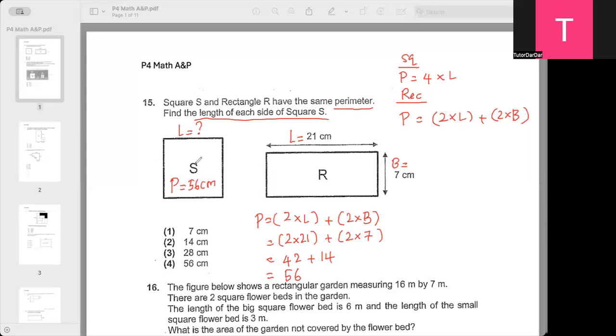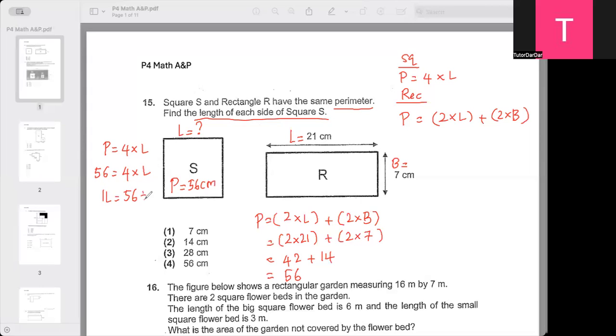Okay, so what is the perimeter of S formula? P is equal to 4 times L. We know what P is. P is 56. So 56 is equal to 4 times L. Substitute the number into P because we already know the perimeter. So if 4L is 56, it is like the unit problem. If 4L is 56, if you want 1L, what do you do?